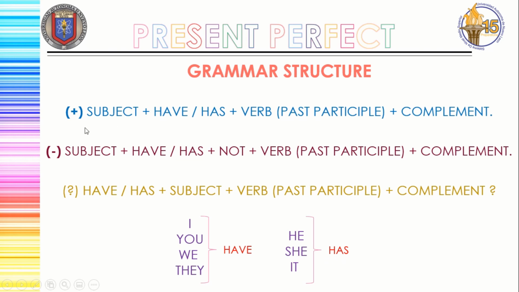For an affirmative sentence, first we have the subject, have or has, the verb in past participle, and the complement. For a negative sentence, we have subject, the auxiliary have or has, the word not, the verb in past participle, and the complement. For a question, first we're going to start with the auxiliary have or has, the subject, the verb in past participle, the complement, and the question mark.